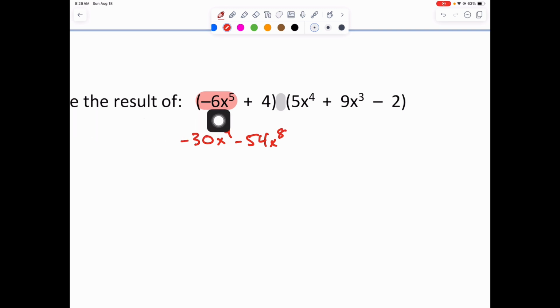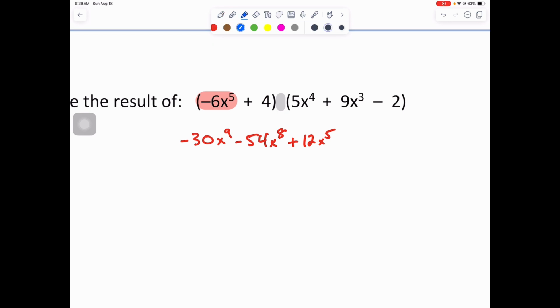Then we will do negative 6x to the 5th times our negative 2 here. So negative 6 times negative 2, yes, it gives us a positive. Great work, and it is a dozen. Don't forget your x to the 5th. So plus 12x to the 5th.